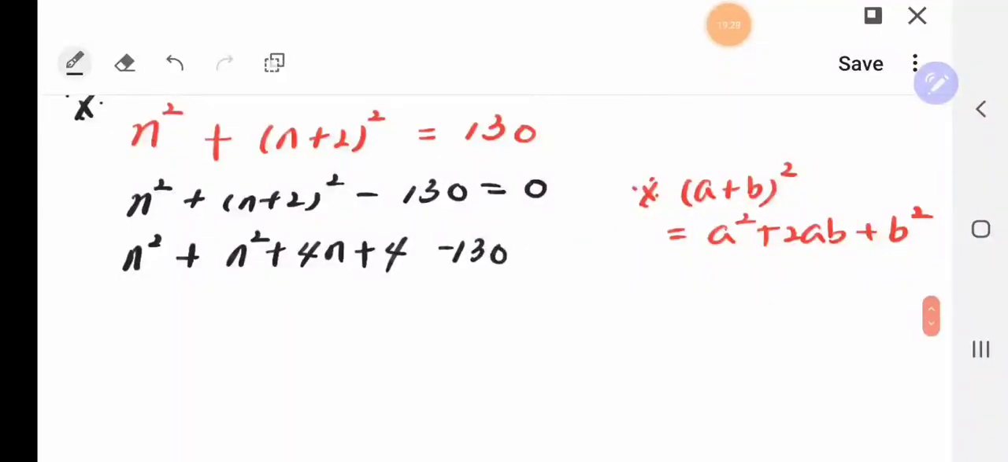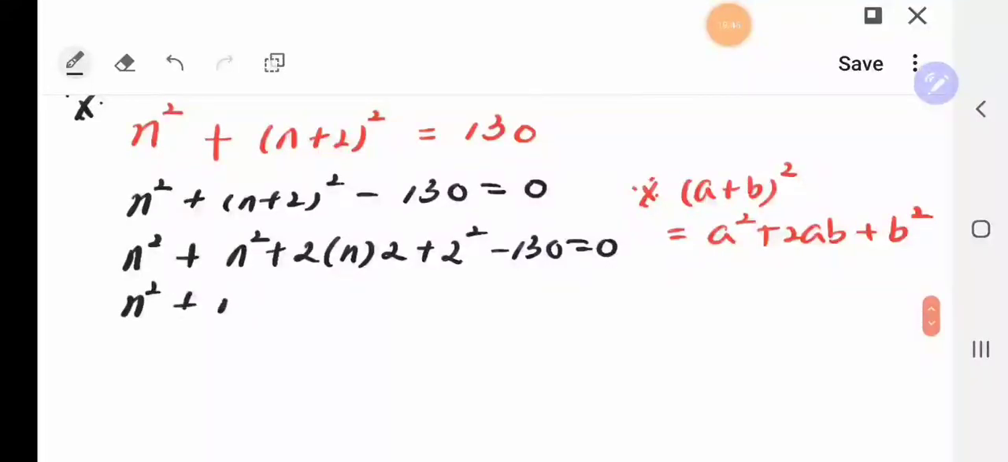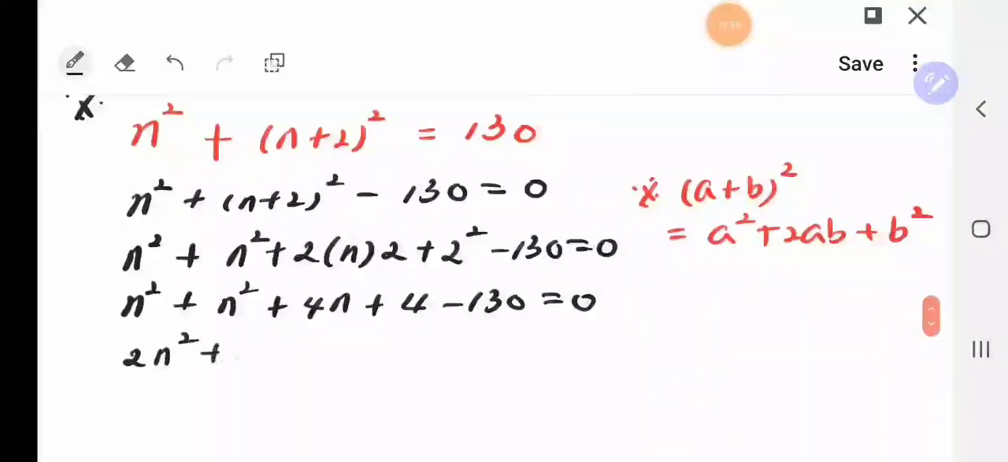Can you see this one? If you can see this, then let me rewrite it. So n squared plus n squared plus 4n plus 4 minus 130 is equal to 0. Now combine the like terms. So 2n squared plus 4n minus 126 is equal to 0.